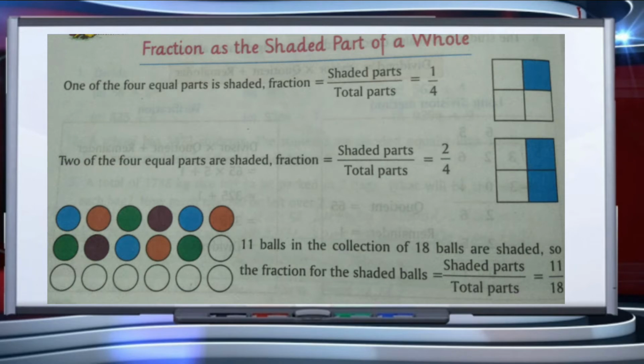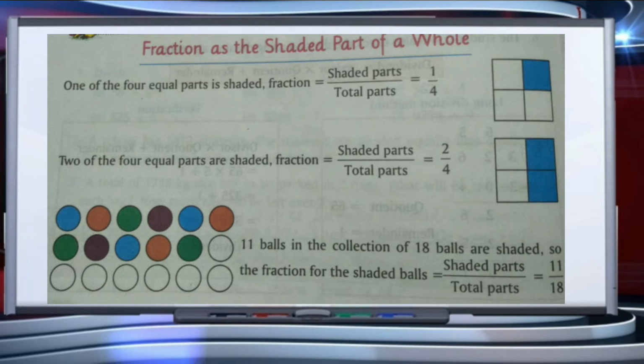Next, 2 of the 4 equal parts are shaded. Fraction will become shaded parts divided by total parts. Now 2 parts are shaded, that means 2 divided by 4 total parts. Total parts are 4, so the fraction will become 2 by 4. Next, 11 balls in the collection of 18 balls are shaded. So the fraction for the shaded balls will be: 11 balls are shaded out of a total of 18 balls. That means the fraction will become 11 by 18.